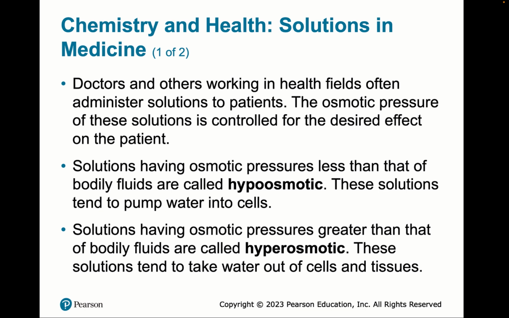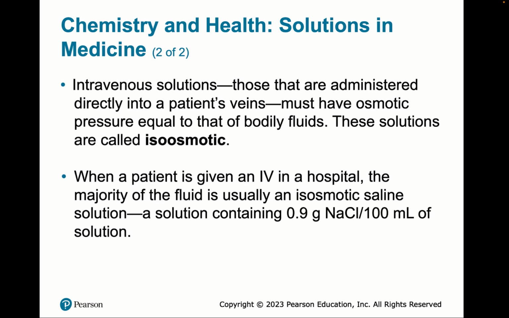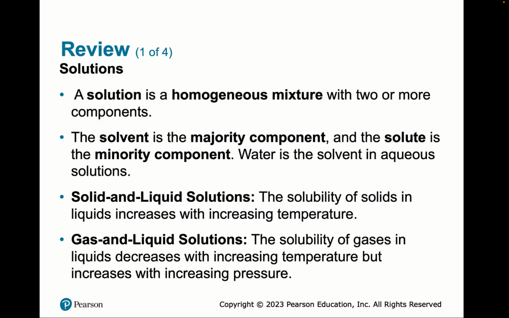So then the other way is hyperosmotic. And when this happens, water rushes out of the cells, and then you have kind of shriveled cells. And when we do things like IV bags, we make sure they're isoosmotic, which means the same concentration as the human body, and that's 0.9% by mass sodium chloride. So you have to make sure that these are isoosmotic.